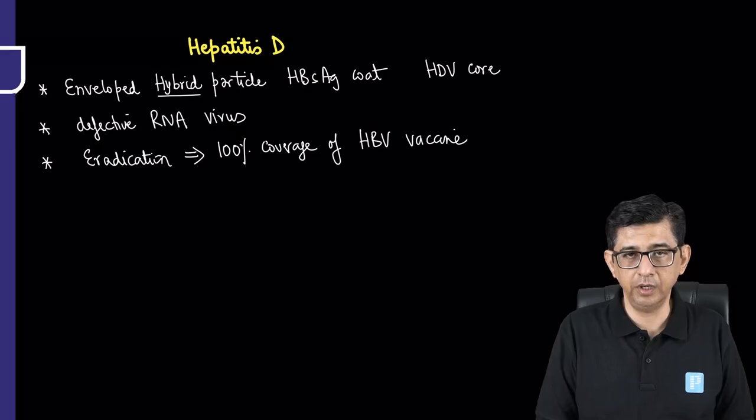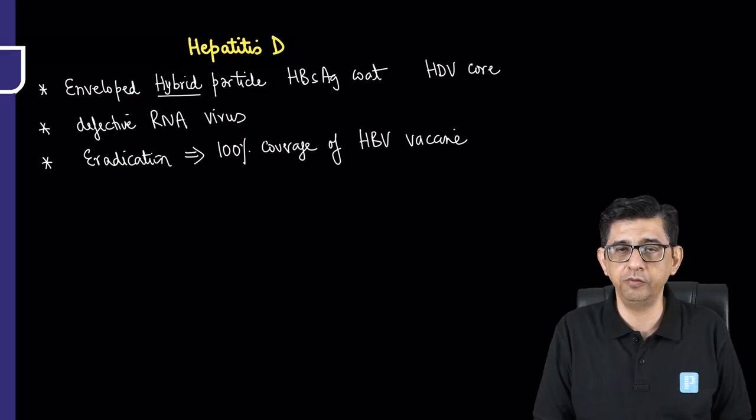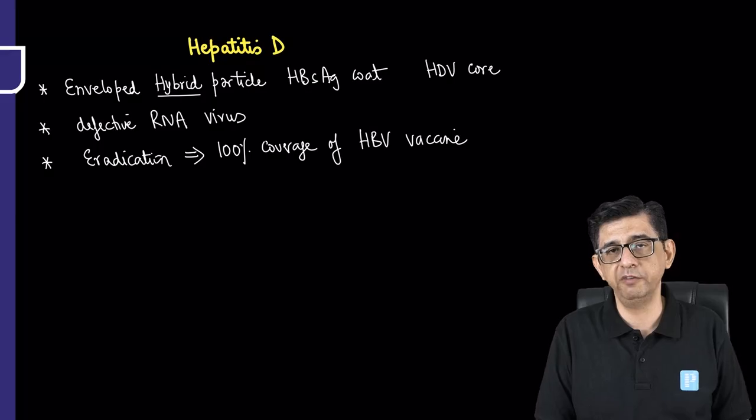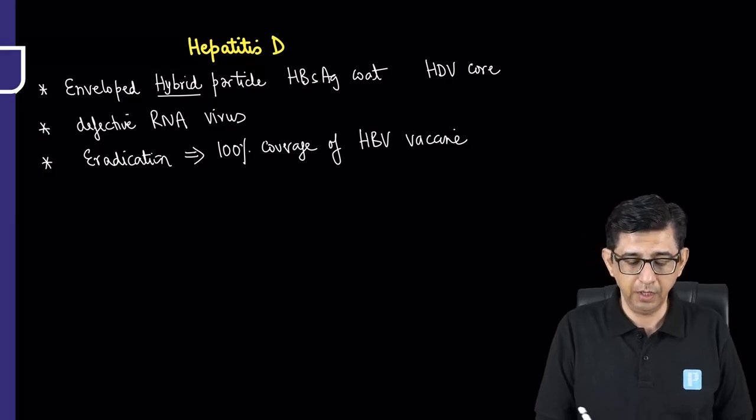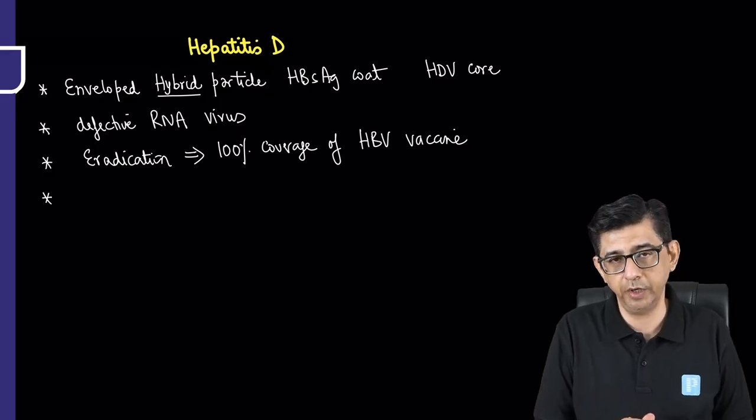Italy has done it. The country in Europe, Italy, in the late 80s and 90s was endemic for hepatitis D, and then they did this extensive coverage with the hepatitis B vaccine, and as a result of it, the disease became eradicated, or the carrier rate substantially reduced.